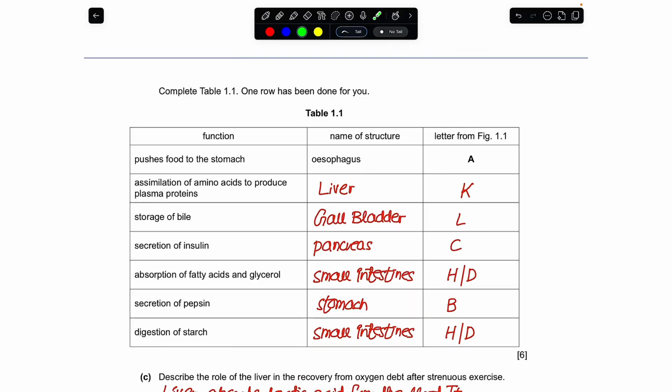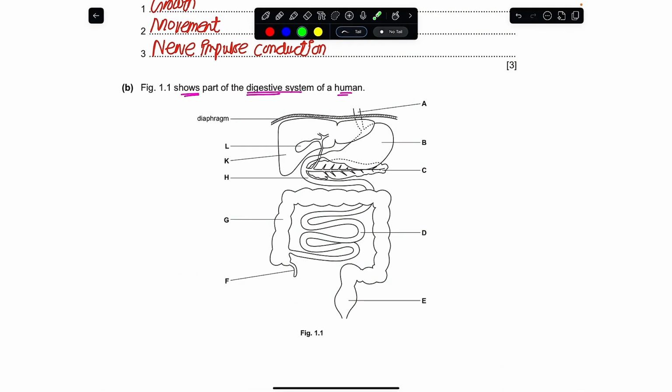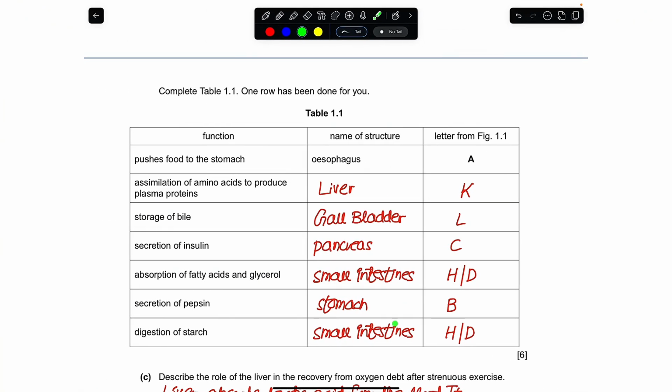The last is where the digestion of the starch happens. We are very much aware that the digestion of the starch would happen in the mouth or within the small intestines. So again, this is your choice: either you would say H or you would say D. And in both cases, the answer that you are required to write here would be the small intestines.